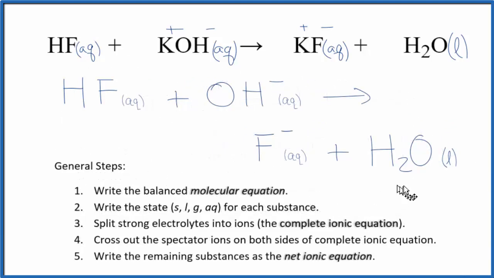So this is the balanced net ionic equation for hydrofluoric acid plus potassium hydroxide. You'll note that charge is conserved. We have a negative charge on this side, and we have a negative charge on this side of the equation. We also have mass conserved. We have 2 hydrogens, 2 hydrogens. 1 oxygen, 1 oxygen, 1 fluorine, 1 fluorine atom. So mass is conserved as well.